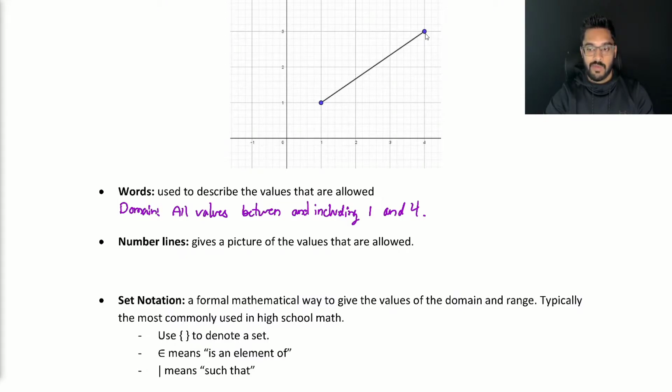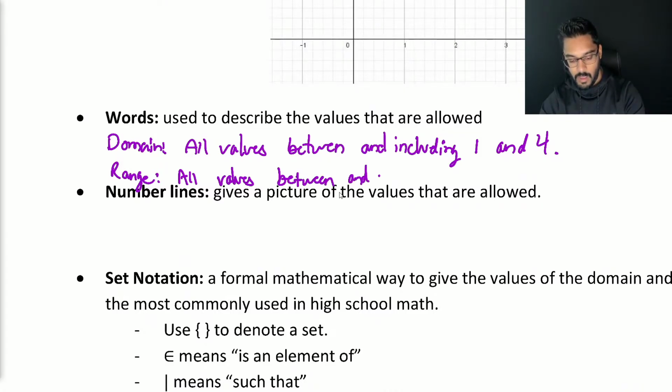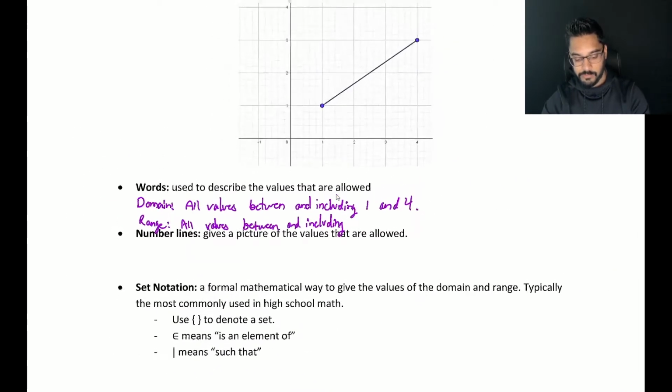I don't have an x value that's larger than 4. The line tells me it could be any value in between, so 2.5, somewhere halfway, there is a dot that exists there. So I have to include 4 as well, so that's domain. For the range, and let me zoom in just a little so I can write the range, that's going to be all values between and including, again, because those endpoints are shaded.